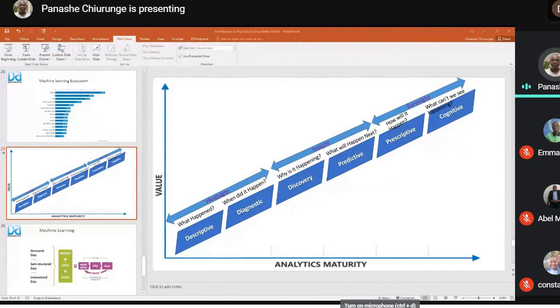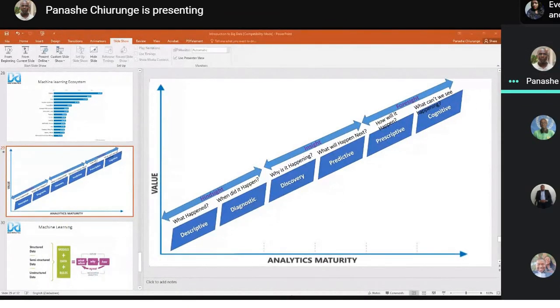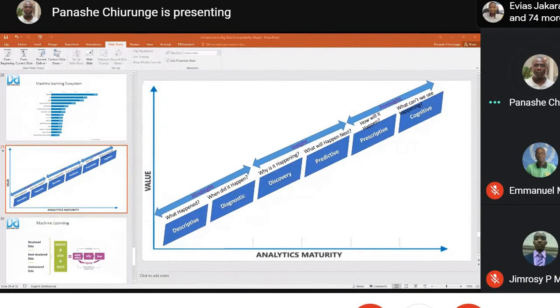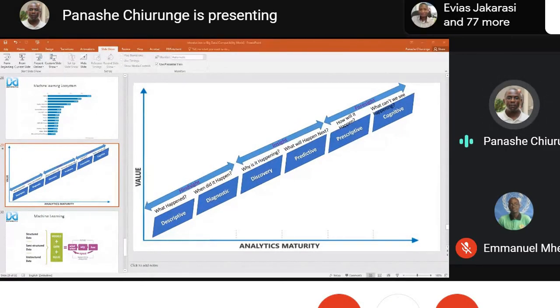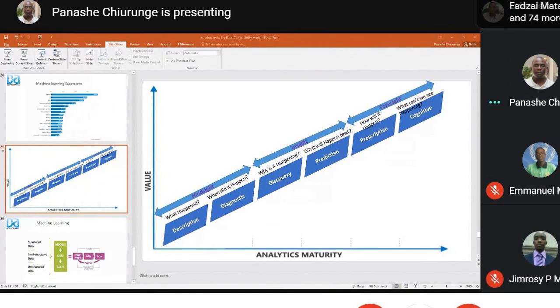If we look at it from another perspective, hindsight, which is descriptive and diagnostic analytics, looks at what we know we already know, right? Hindsight, which is descriptive and diagnostic, looks at what we know.